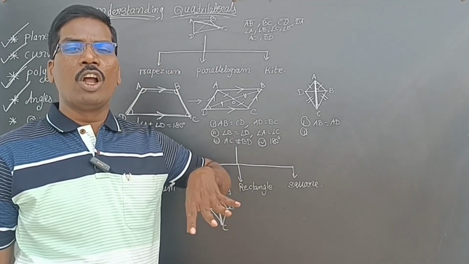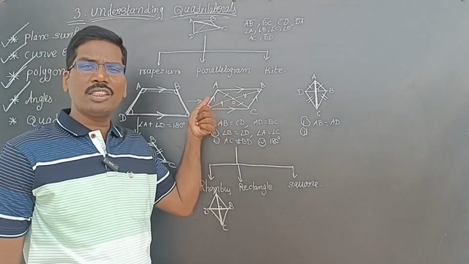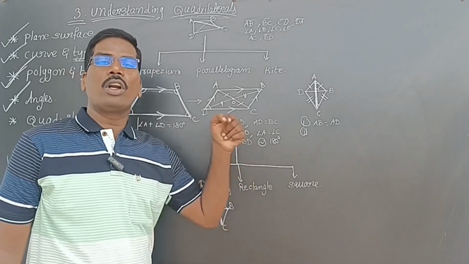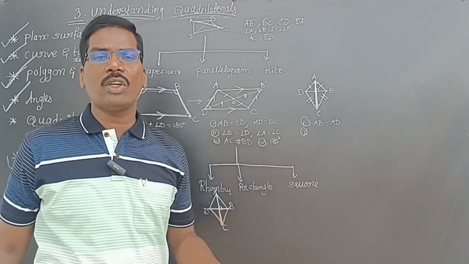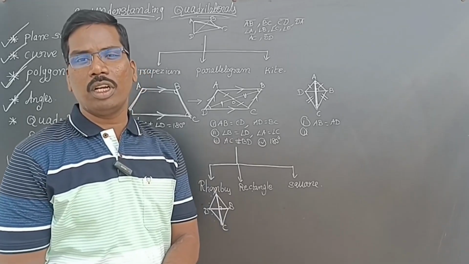In a parallelogram, opposite sides are equal, but all angles are not equal. Here in the rectangle, all angles are equal. That is the difference between parallelogram and rectangle. A quadrilateral in which opposite sides are equal and all angles are equal is called a rectangle.